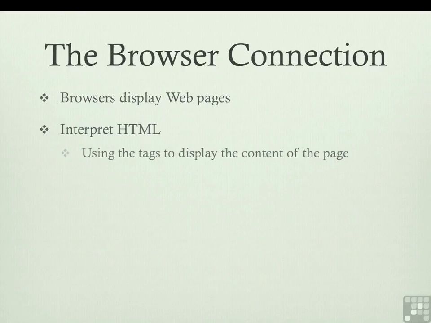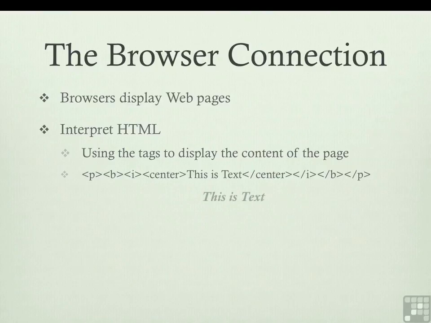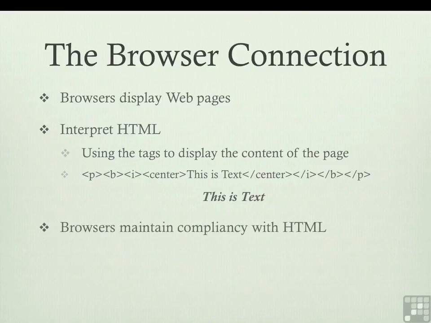The browser looks at the HTML, you know this, and it uses those tags to display the content of the page. So if you've got something like this, with a P and a B and an I in the center, that's paragraph, bold, italic, center, and then you close them off on the other side, you've got text between them, it would look probably something like this. It is the responsibility of the browsers, like Microsoft and Apple, to maintain compliancy with the current version of HTML.